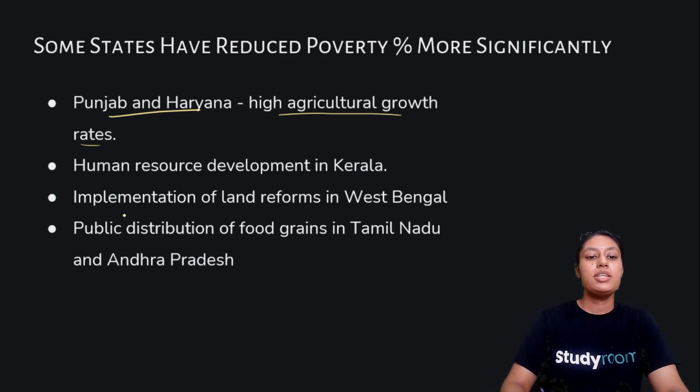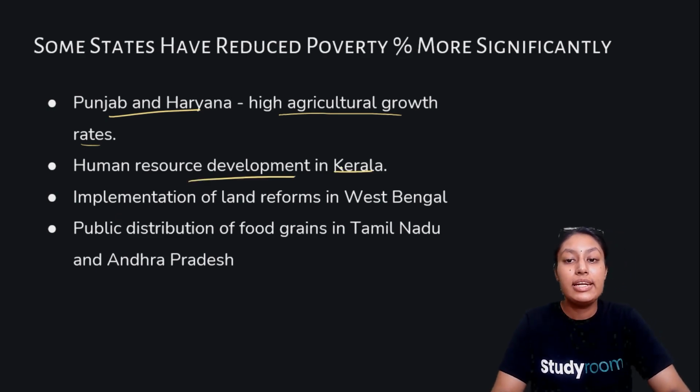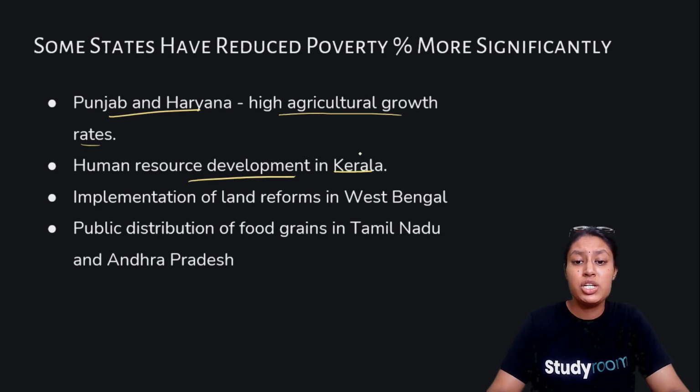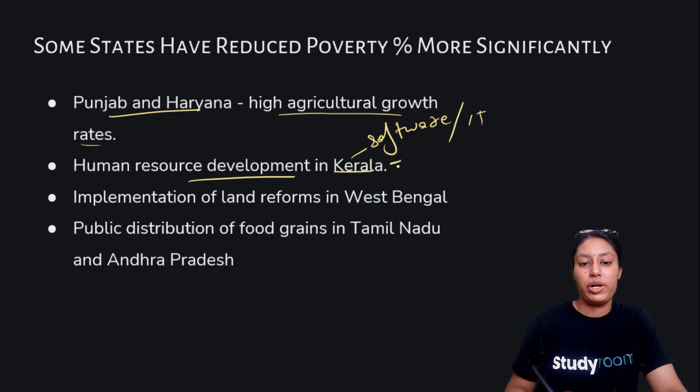The second point here is human resource development in Kerala. Kerala is one of the leading states in human resource development and all other types of development, be it software or IT development. That's why there is more employment, and the education rate is the highest in Kerala. That is one of the sole reasons that more people in Kerala are employed and do not lie under the poverty line. So the second reason is human resource development.